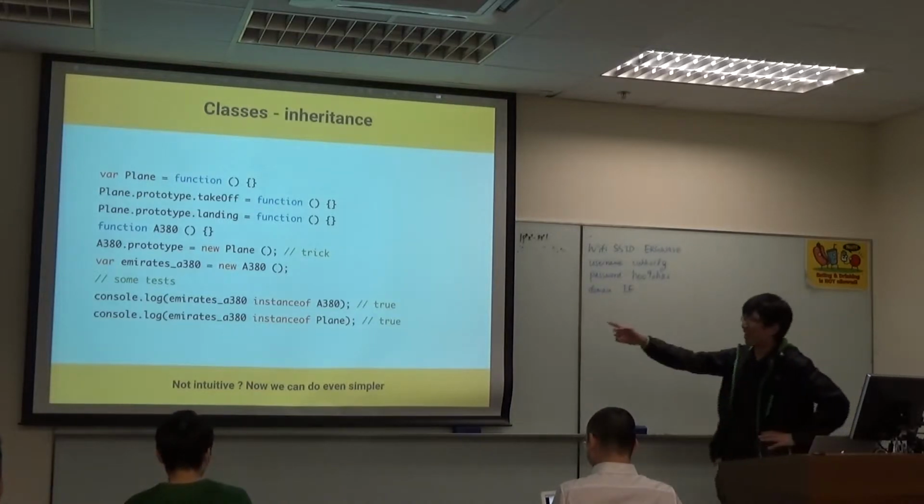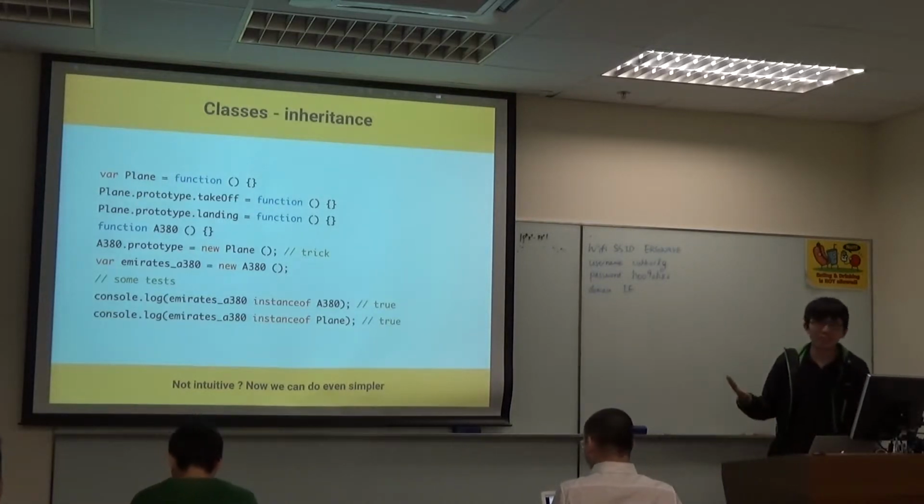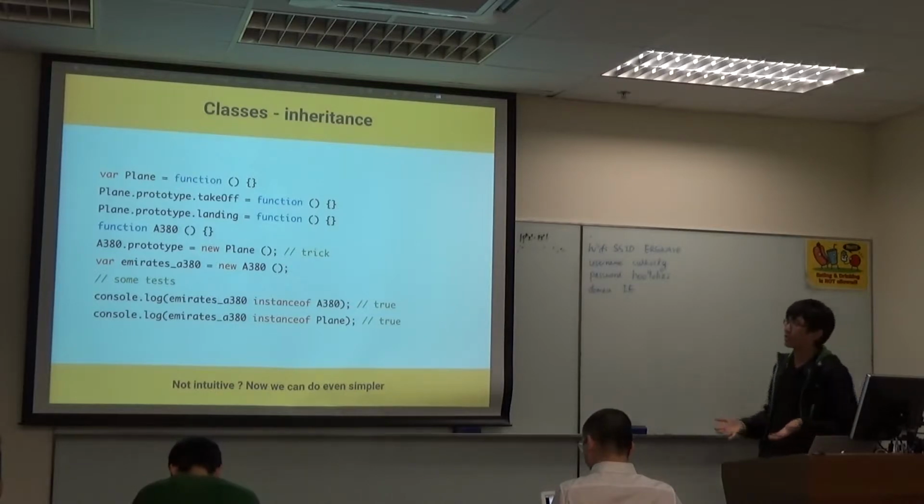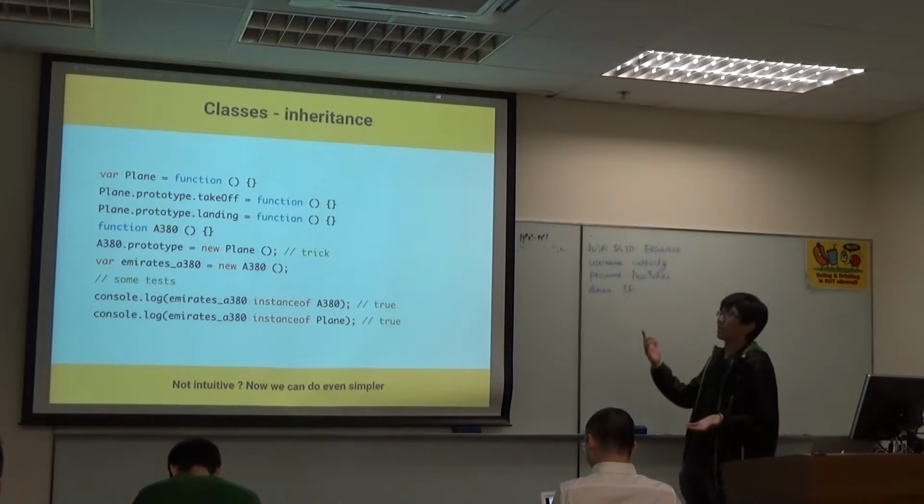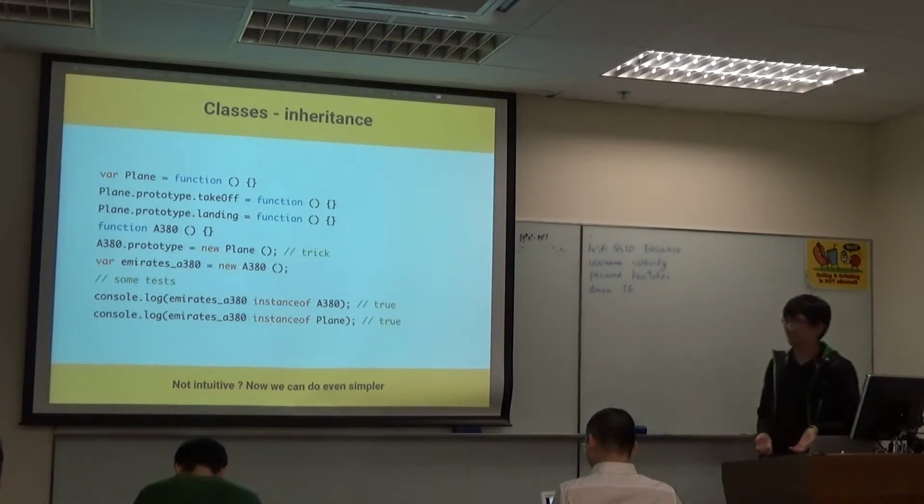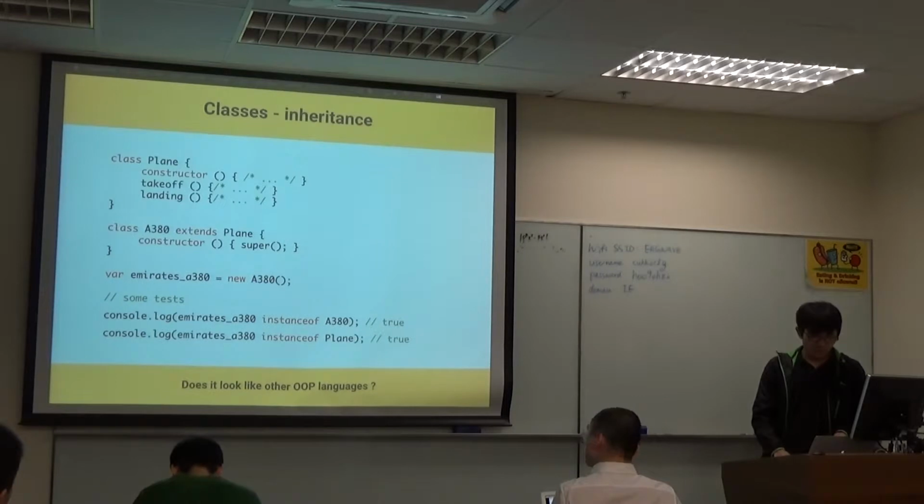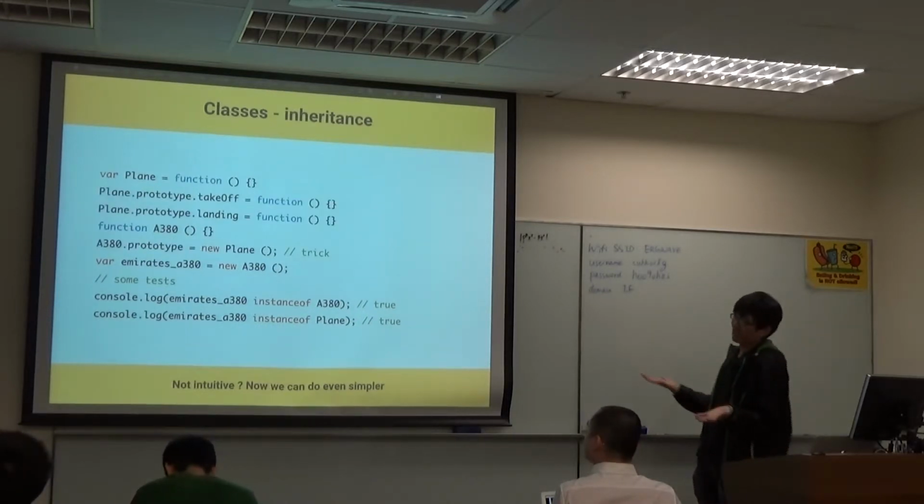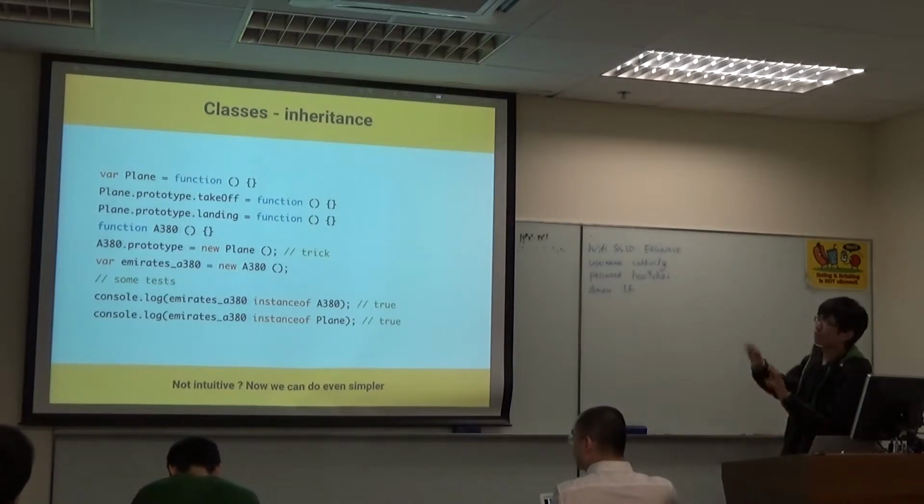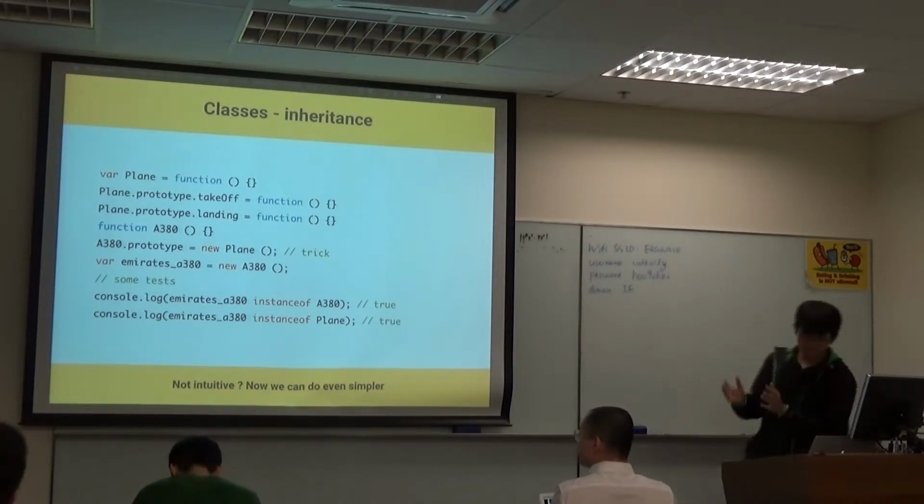There are some tests over there that show the relationship between the child and the parent. So you can see MyA380 is an instance of A380. Also, it is an instance of Plane. Yes, this code doesn't look really intuitive, right? You have to do a little trick.